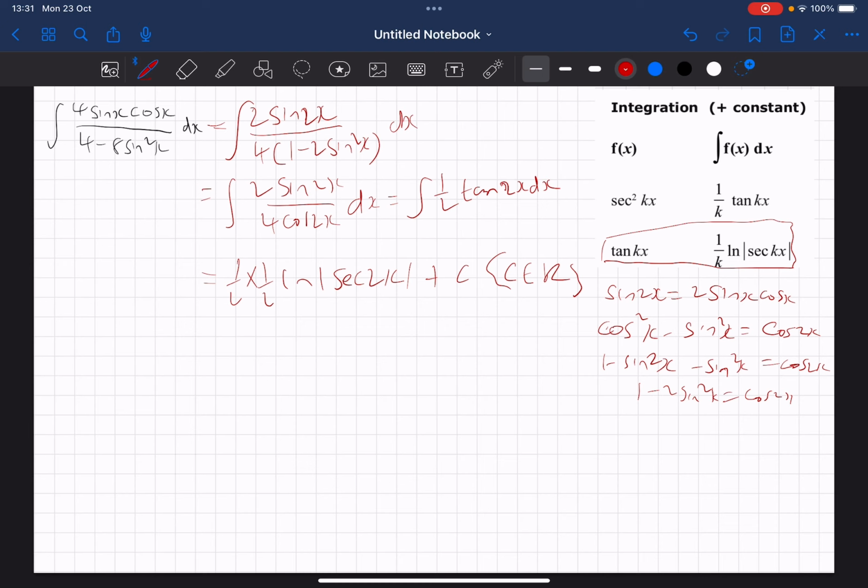And really, I should multiply that out a little bit and say it's just 1/4 of the natural log of sec 2x plus c. If I was being really picky, but I've already stated c is a member of the reals, so I don't need to state it again. Okay. So that's how you do that one.